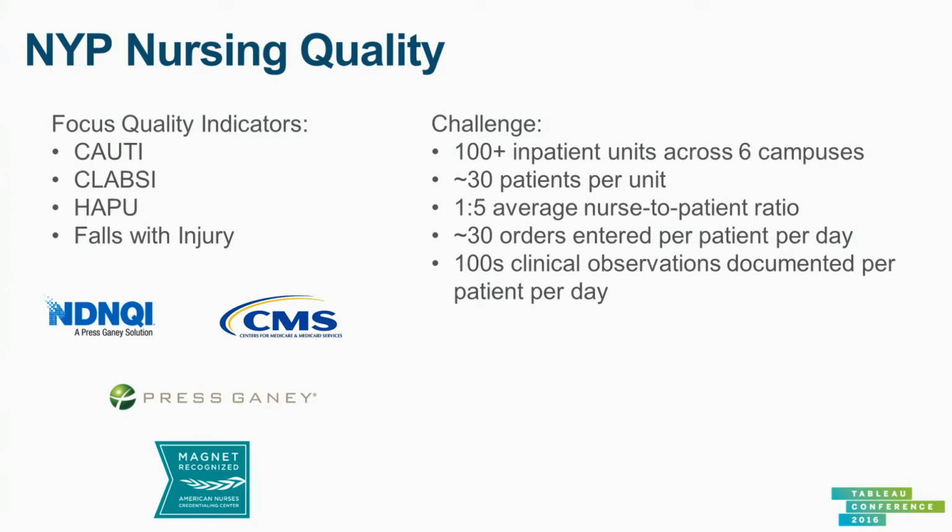They are, obviously, clinical care. You want to improve clinical care and quality of care, but it also directly feeds NDNQI and Press Ganey. We're going to try for Magnet status, and obviously our hospital rankings. So there are a lot of external sources that care about this data as well.